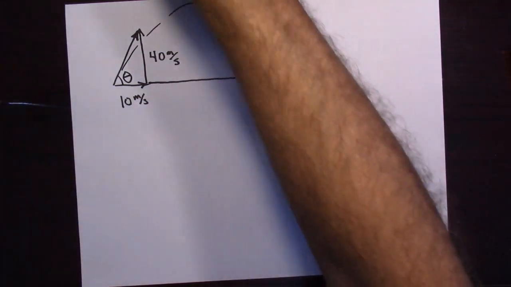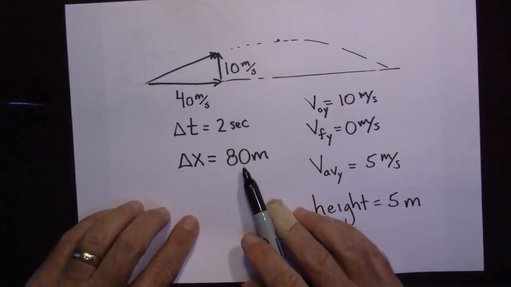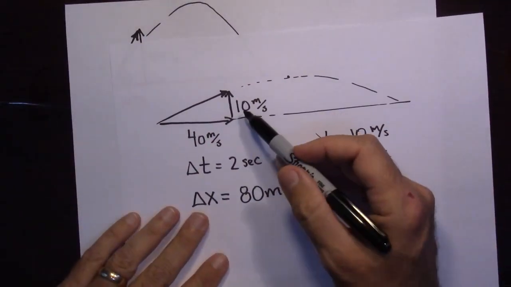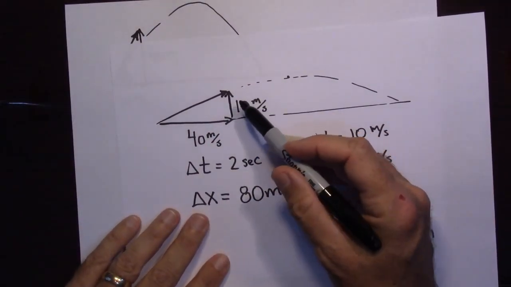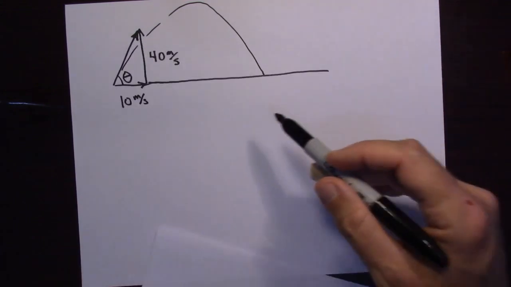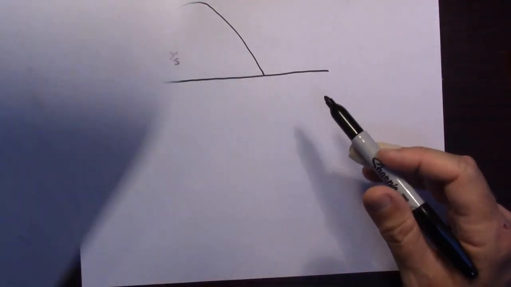So I already know the range of this. It's going to be 80 meters, but it will give me a different height. It's going to go up higher. This one is going to only go up a little bit because it's being fired up at 10 meters per second, whereas this one's being fired at 40 meters per second.